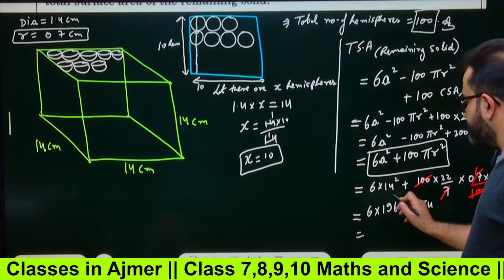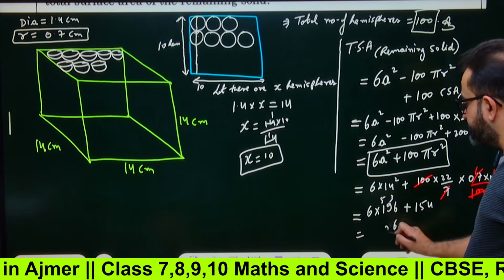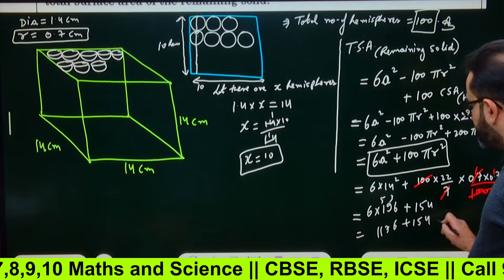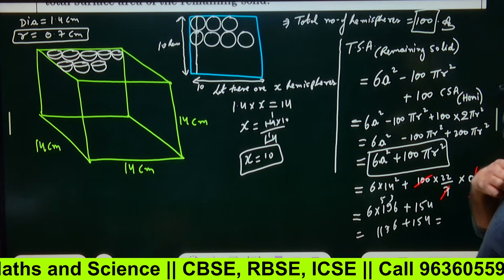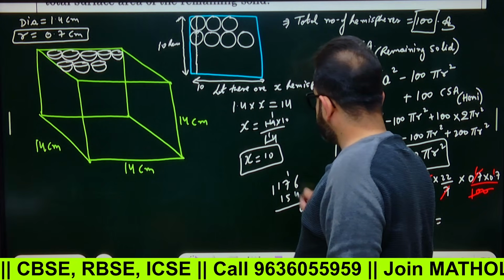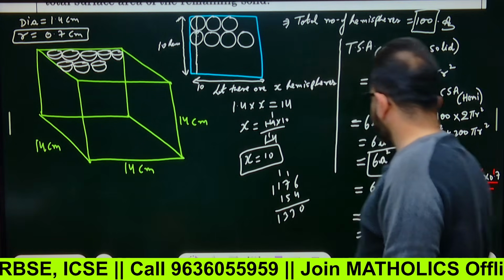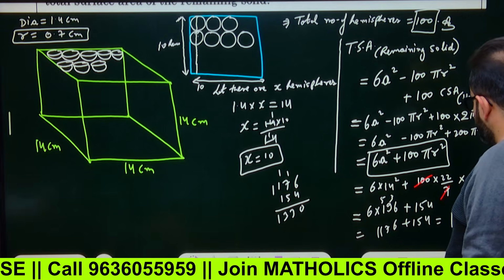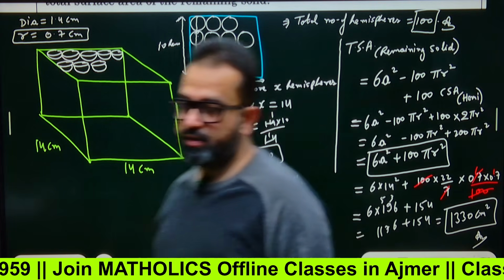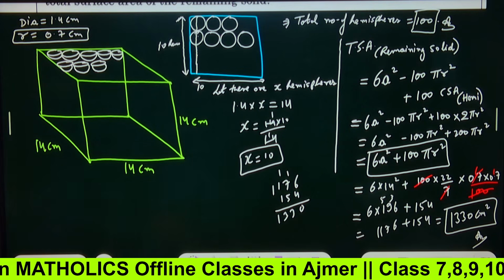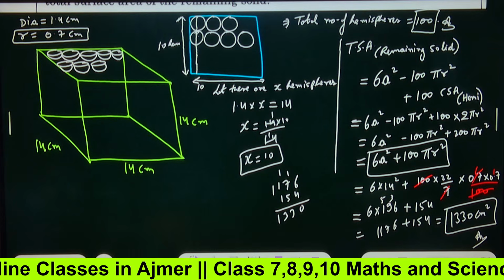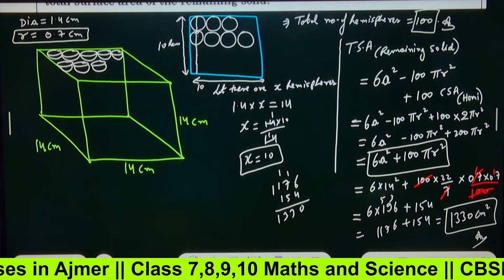So add it. 6 sixes are 36, 54, 57, 6, 1176. 1176 plus 154. The answer will come out to be 1176 and 154. Add it. 6 and 4 is 10, 7 and 5 is 12, 1 is 13, 3, 1, 1330. 1330 centimeter square is the complete answer. Got the point? 1330 centimeter square, perfect answer. Correct. The total surface area is 1330 with 100 hemispheres on it.